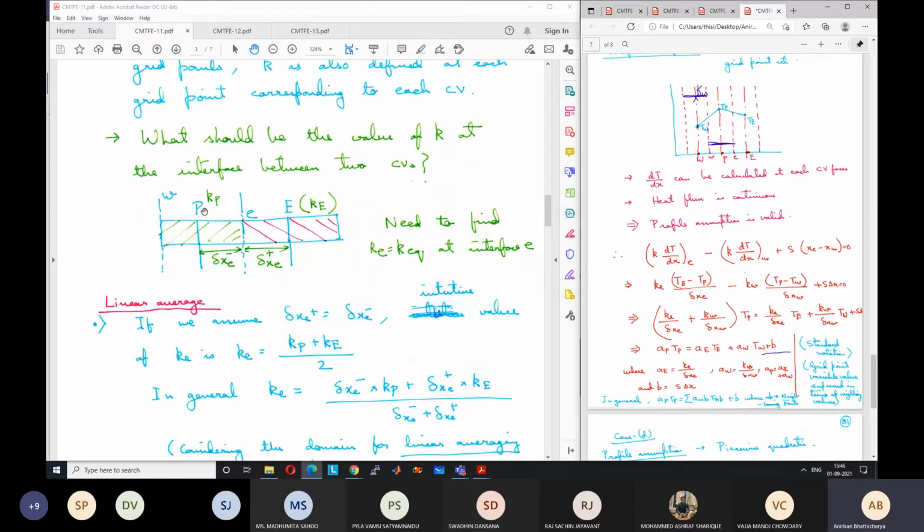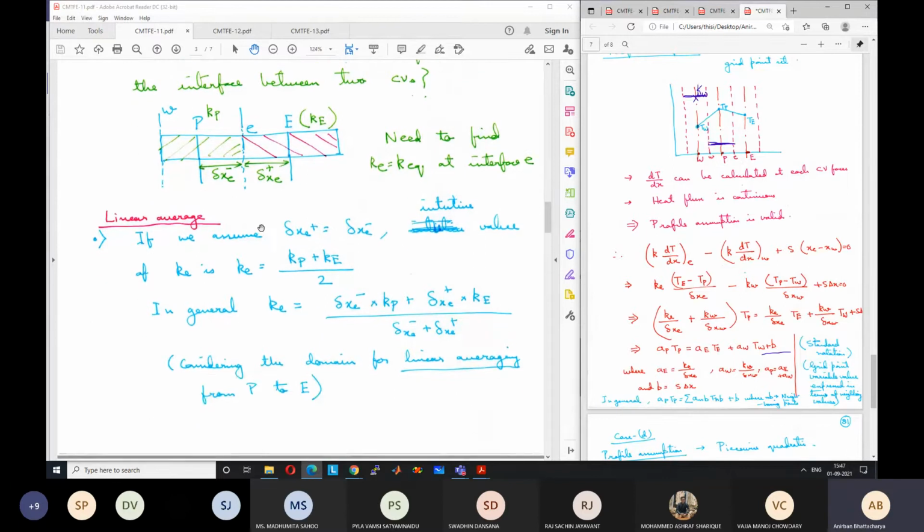The distance from the grid point P to the interface is delta xe minus, and on the right hand side, the distance from the interface to the grid point E is delta xe plus. So we will use these terms. This is obviously known, right? Because we know the location of all the grid points. We also know the location of all the interfaces after mesh generation. So delta xe minus, delta xe plus, and delta xe are all known. We need to find out ke at the interface. Let us call this the equivalent ke.